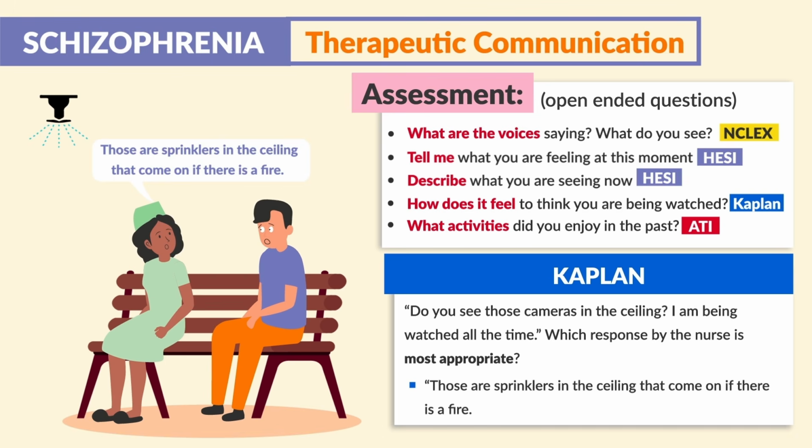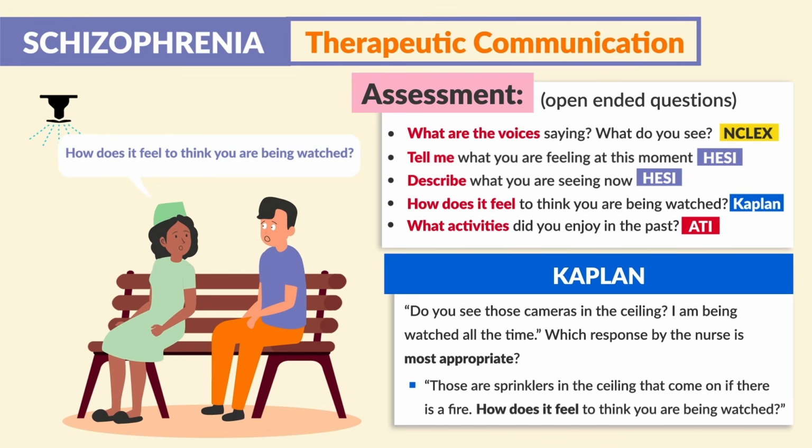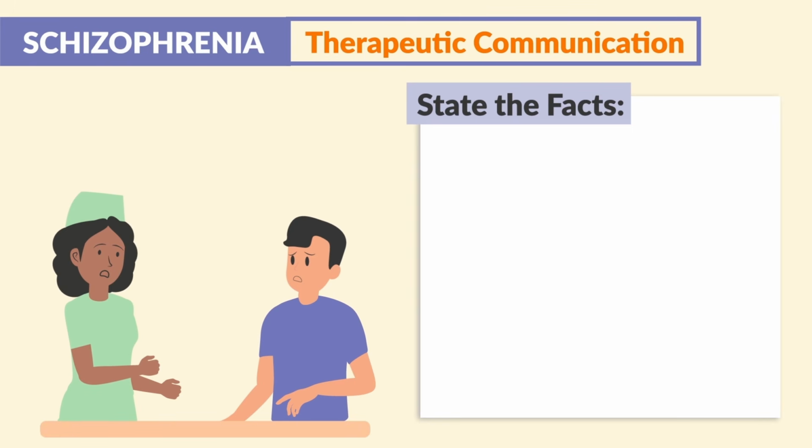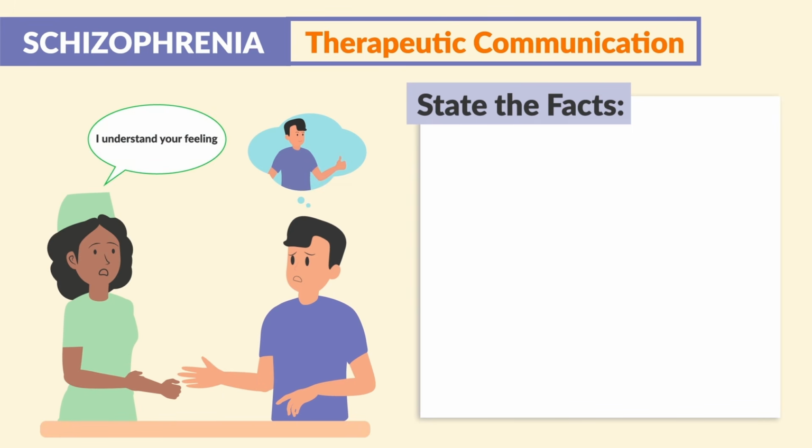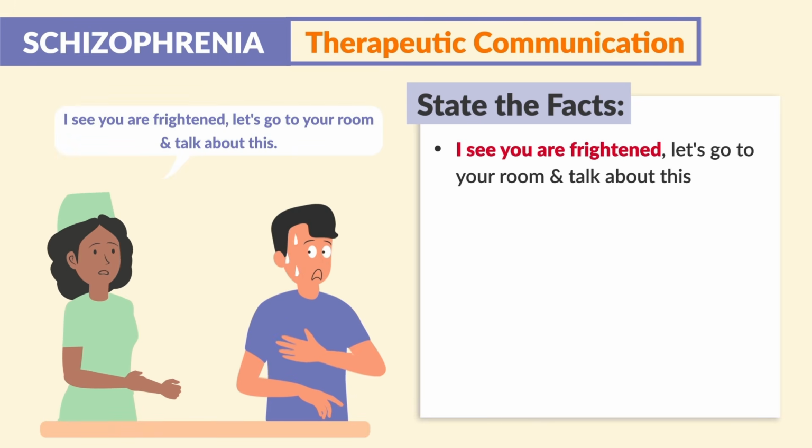Those are the sprinklers in the ceiling that come on if there's a fire. How does it feel to think you are being watched? Yes, this presents reality and acknowledges feelings. Next, we always state the facts. To build trust, we present reality. And to show you acknowledge the client's feelings. Huge. So, for example, I see you're frightened. Let's go to your room and talk about this.